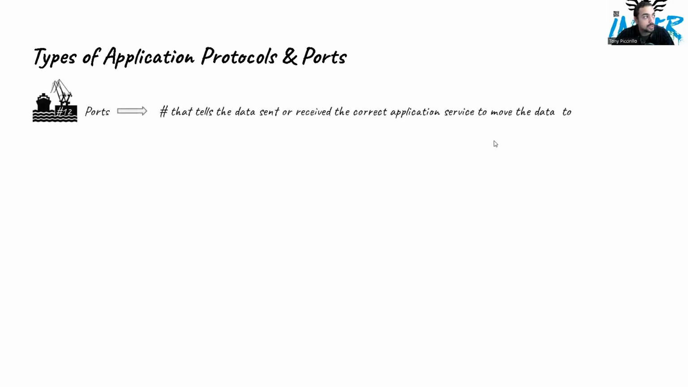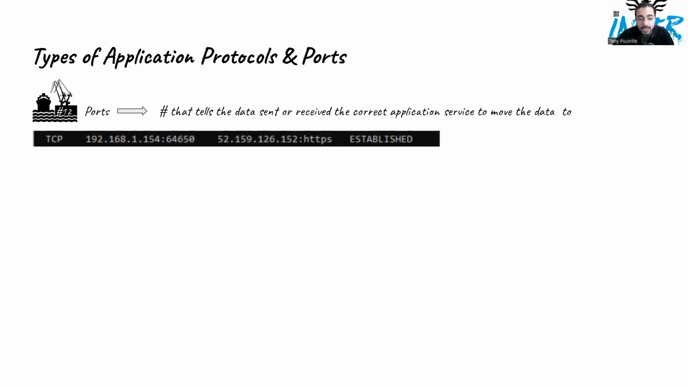Now we're going to take a look at the tops of the application protocols and ports. Just like ships have designated numbers to help you know which port to dock at, data has designated port numbers to help it know which application service to go to.